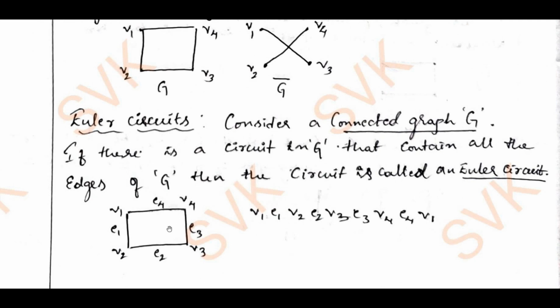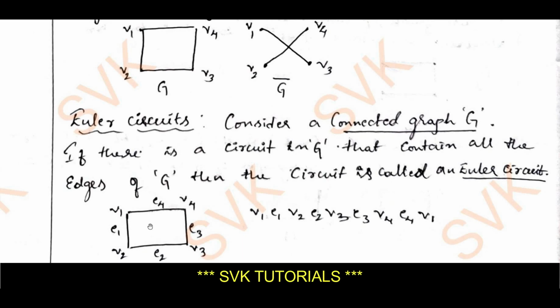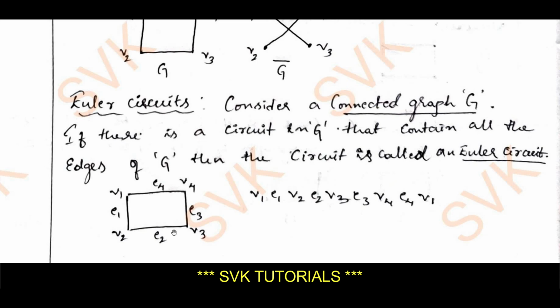Okay. So consider a graph G. I have considered a graph G here. V1, E1, V2, E2, V3, E3, V4, E4, V1. That is called an Euler circuit. It should be connected. Yes, all the vertices are connected. And what is the circuit definition? It should be a closed walk. I have considered a closed walk. So in that circuit, I have established an Euler circuit, that is V1, E1, V2, E2, V3, E3, V4, E4, V1. That gives an Euler circuit. So this is the way of answering the given question.